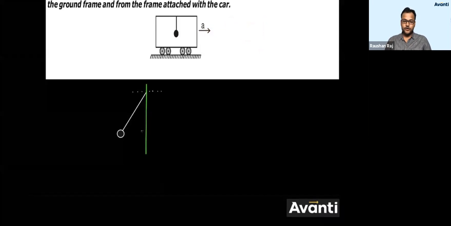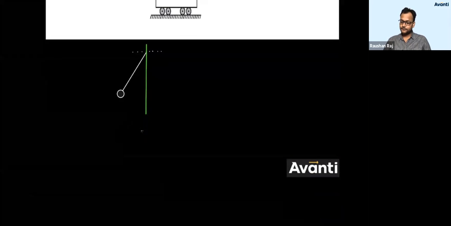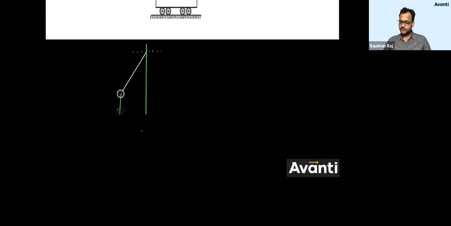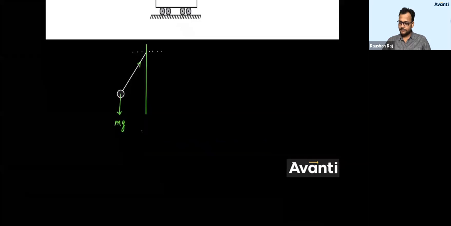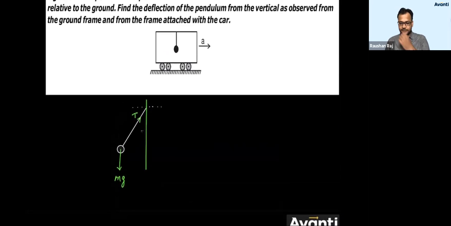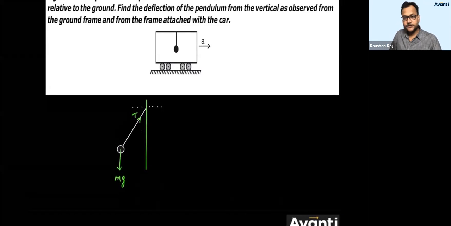Anyway, now draw the free body diagram. So mg will be the downward force, right? mg will be the downward force. One tension will act on this. Guys, tell me, will there be any other force that will act on this pendulum bob? No, right? A tension and one mg force. These are the two forces that will act on it.